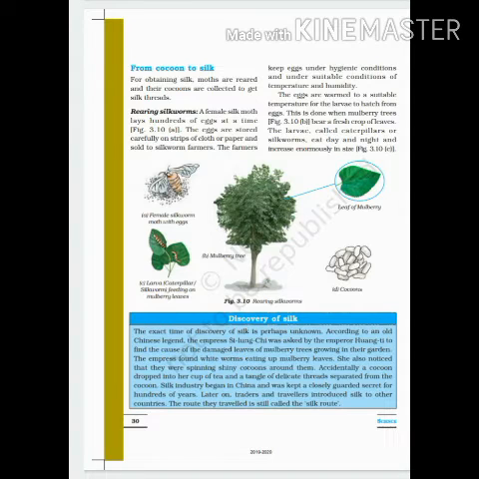The farmers keep eggs under hygienic conditions and under suitable conditions of temperature and humidity. The eggs are then warmed to suitable temperature for hatching. When eggs hatch, silkworms or caterpillars come out. Silkworms are then fed on mulberry leaves day and night.